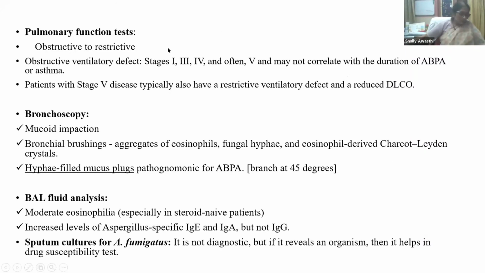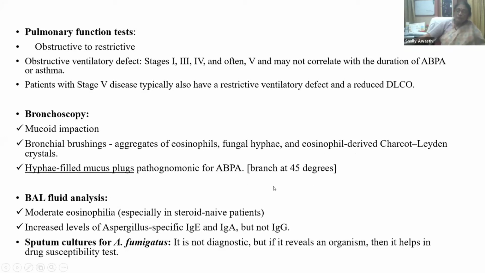So what tests will we do? We will do a pulmonary function test, which will initially be obstructive and then go on to restrictive findings. Bronchoscopy will show mucoid impaction. And I showed you that bronchial brushings may show eosinophils, fungal hyphae, eosinophil-filled Charcot-Leyden crystals, and hyphae-filled mucus plugs, pathognomonic of ABPA.